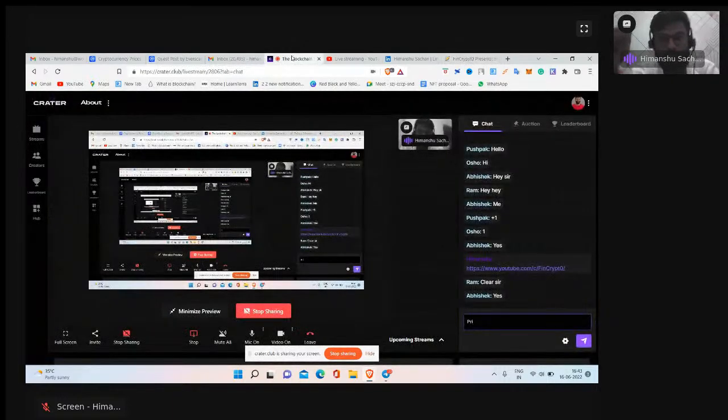Let me know if you are able to understand symmetric key cryptography. Did you understand what symmetric key cryptography is? If you don't understand, let me know. I will try to explain it once more.